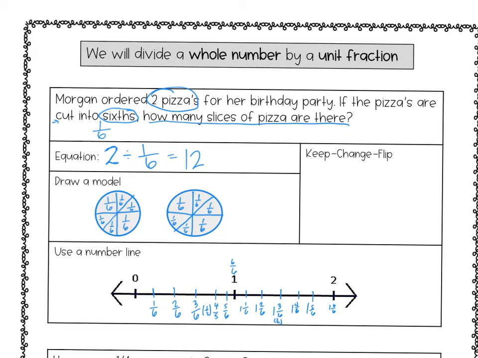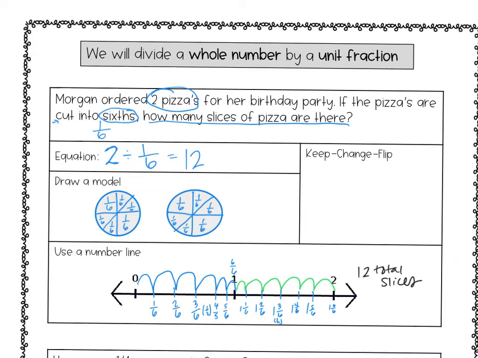And so how many total slices does she have? 1, 2, 3, 4, 5, 6 slices on the first pizza, and then she has 1, 2, 3, 4, 5, 6 slices on the second pizza, and all together she has 12 total slices. Now we're going to solve this problem using the standard algorithm. We're just going to solve it without pictures.